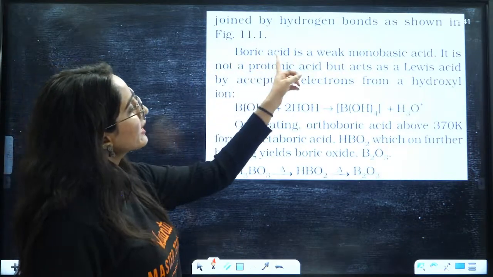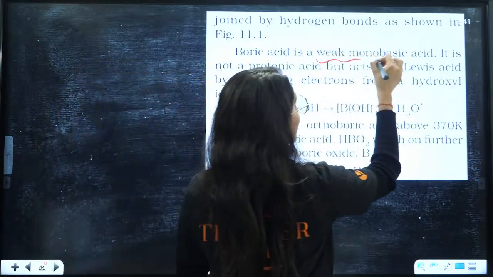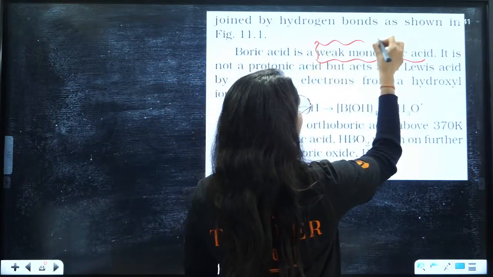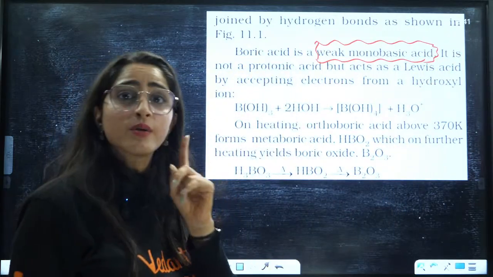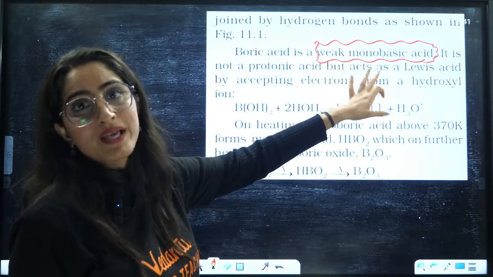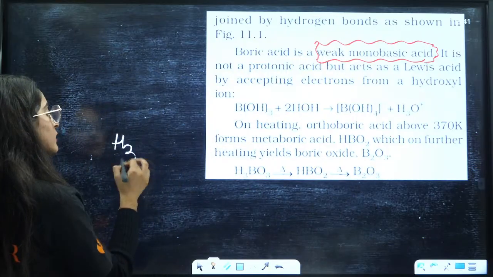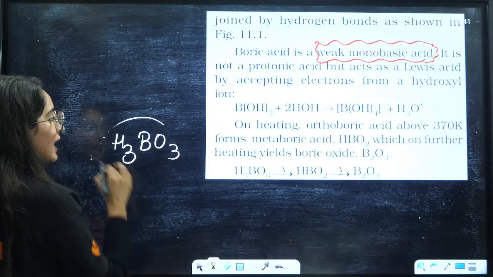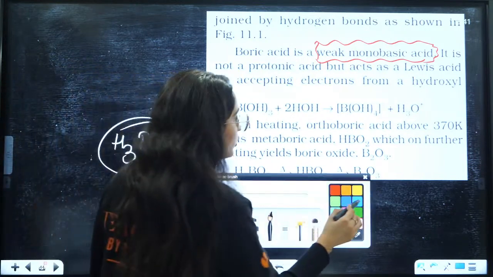Now, boric acid is a weak monobasic acid. This is also very important. This also we have done in redox reactions as well. It is a weak acid. It is a mineral acid, yet it is a weak acid. And it is a weak monobasic acid. Basically, from here, students feel that it is a tribasic acid. But actually, it is a monobasic acid. That is why this is very, very important for you, right?